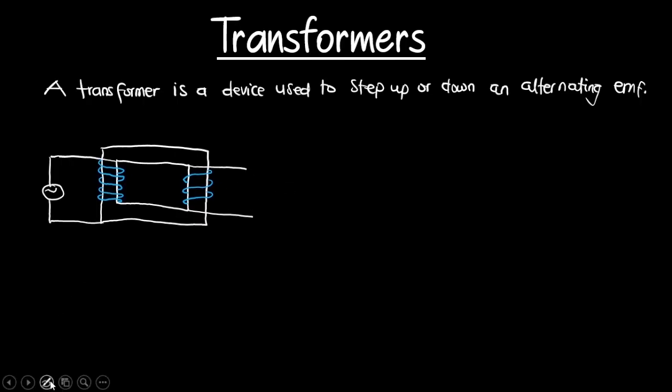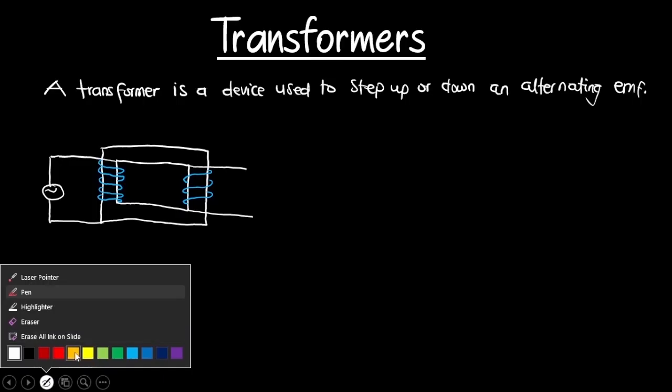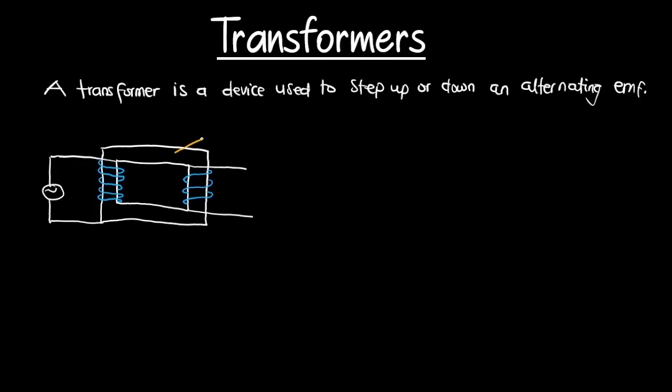So let me quickly label the parts. This is what we are calling the soft iron core. Then this is the AC input, the alternating current input. This is our source of alternating EMF. Now the first coil near the AC input is what we call the primary coil. The blue coil over there is what we are calling the primary coil.